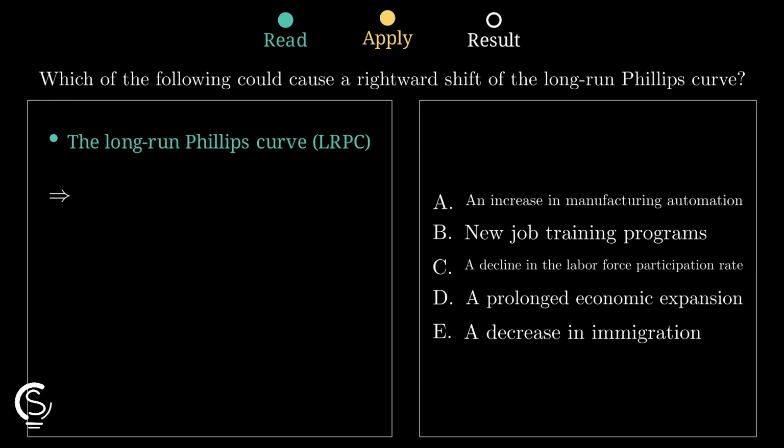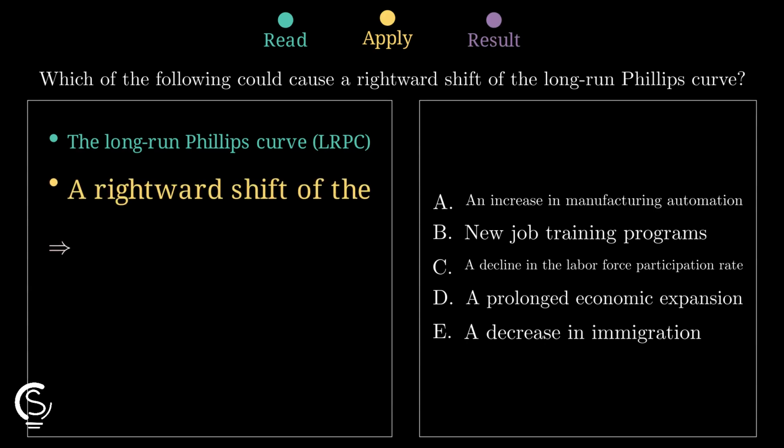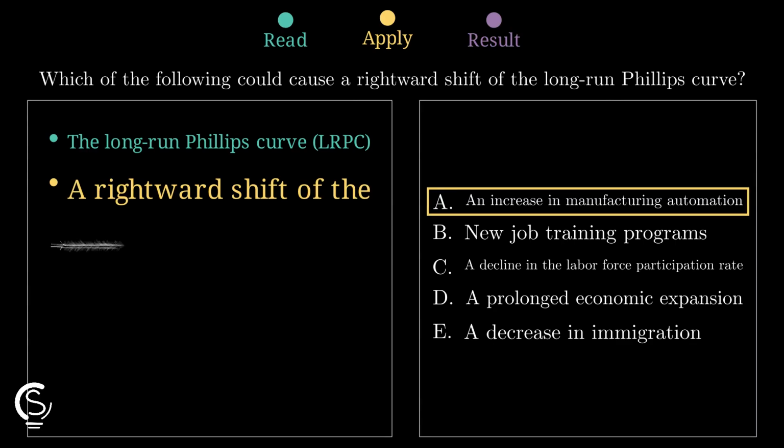Job training usually lowers structural unemployment. Labor force participation changes measurement. Expansions are cyclical, and less immigration does not clearly raise the natural rate. Manufacturing automation can replace worker skills and increase structural unemployment, so the natural rate rises and the long-run Phillips curve shifts right, making A correct.